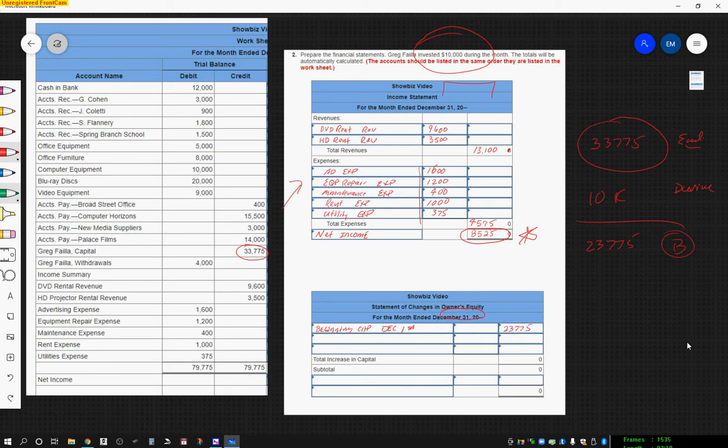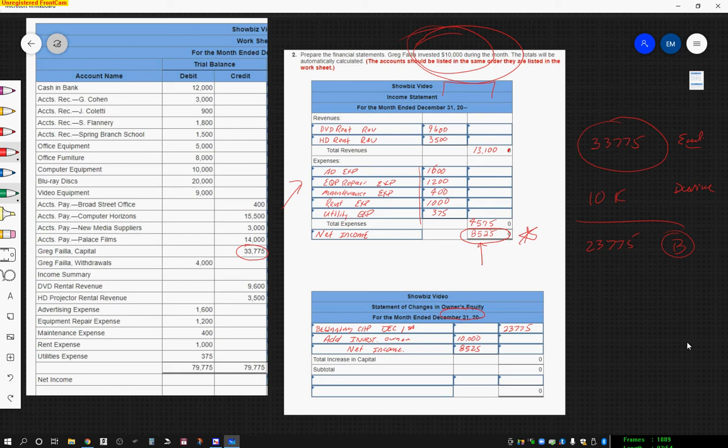$23,775. Well, what other things affected this? Well, this is where we do our additions. The first one's going to be investment by owner. And we've already established what that was. $10,000. So put that right here. Again, we're using that right-hand column because we're going to be adding something along with that. The other thing that positively affected the beginning capital was the net income. And that was how much? Well, we have it right here. $8,525.